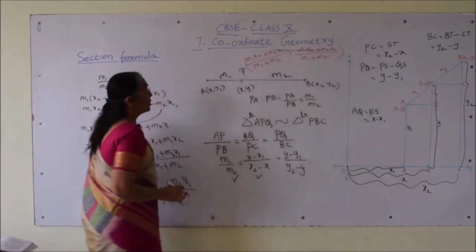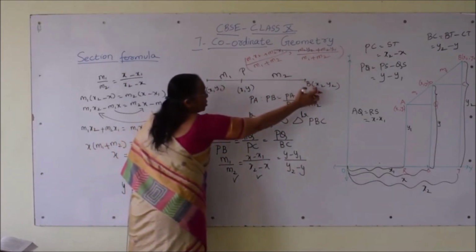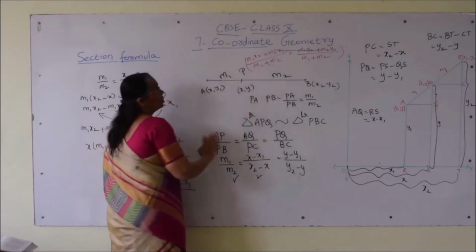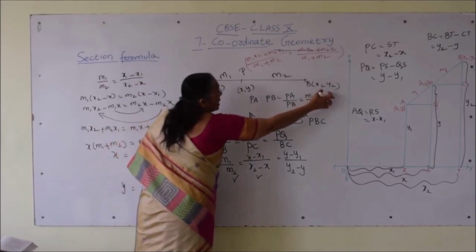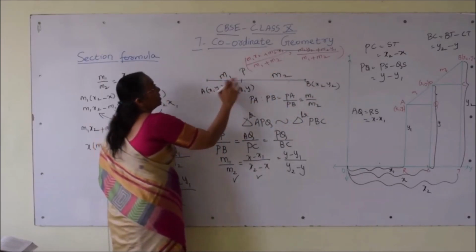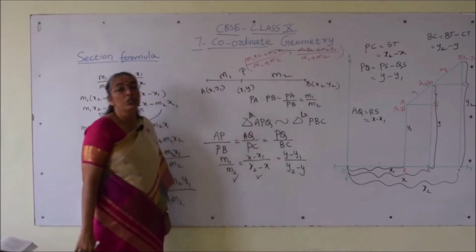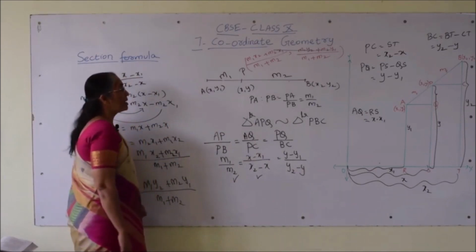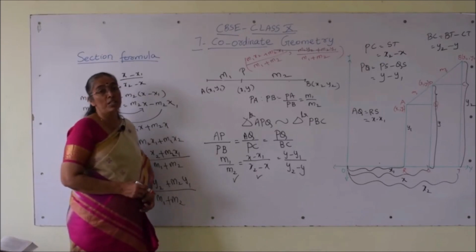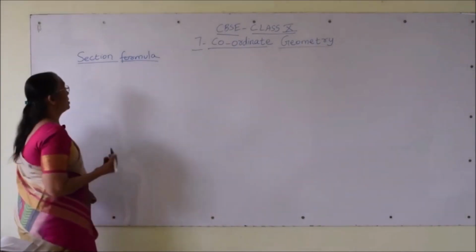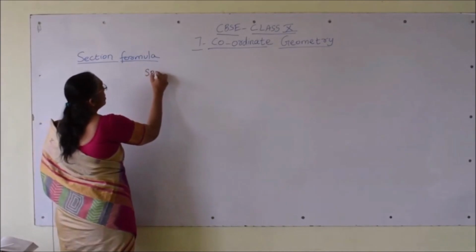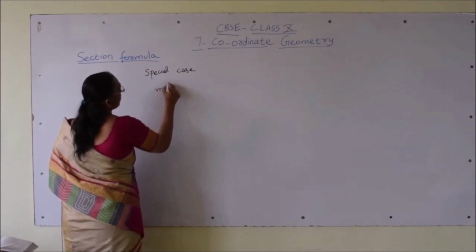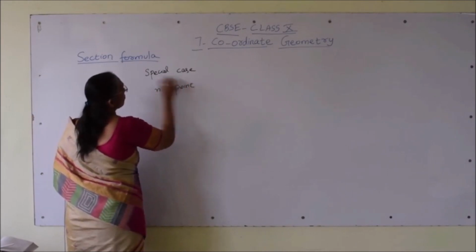So, when you observe the diagram, x is (m1 x2 plus m2 x1) divided by (m1 plus m2), and y is (m1 y2 plus m2 y1) divided by (m1 plus m2). These are the coordinates of the point P, which divides the line segment AB in the given ratio m1 is to m2. Now, from the section formula, we can get the special case as the midpoint formula.